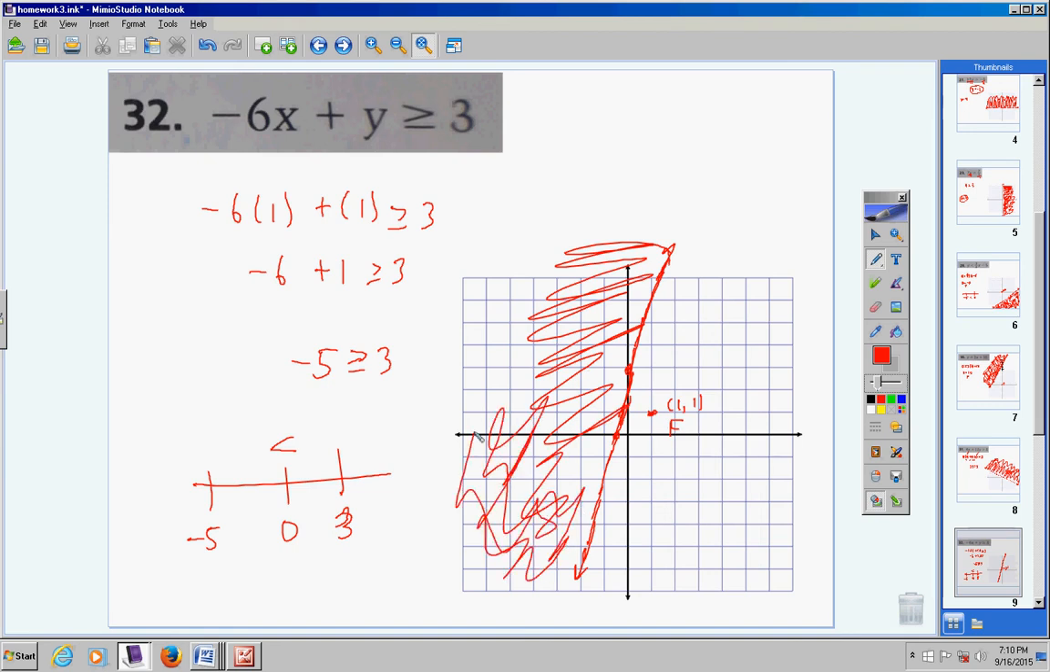So the answer to this, the points that satisfy this inequality, are all the points in the shaded area plus all the points that fall on this line, because it is a solid line.